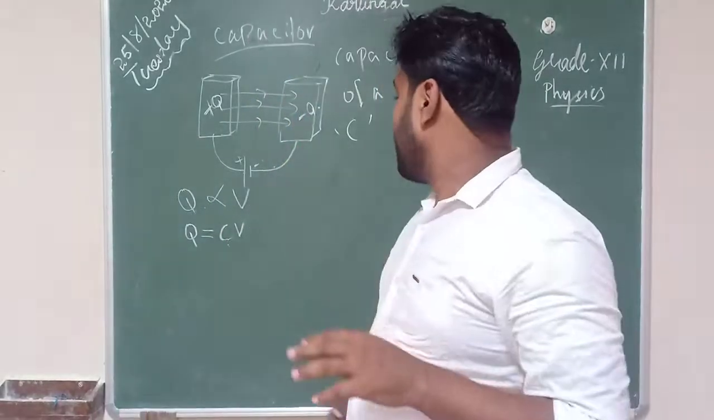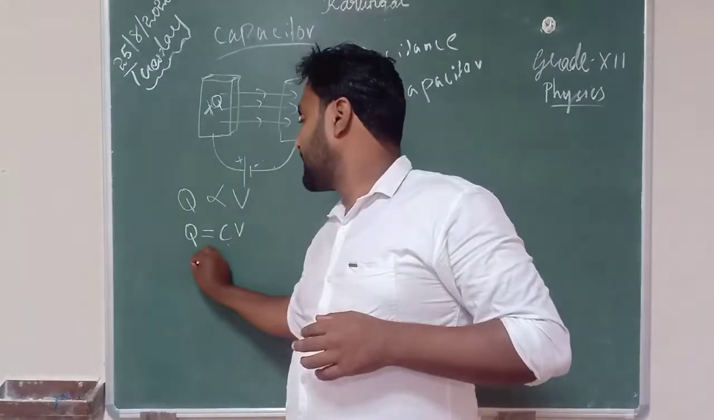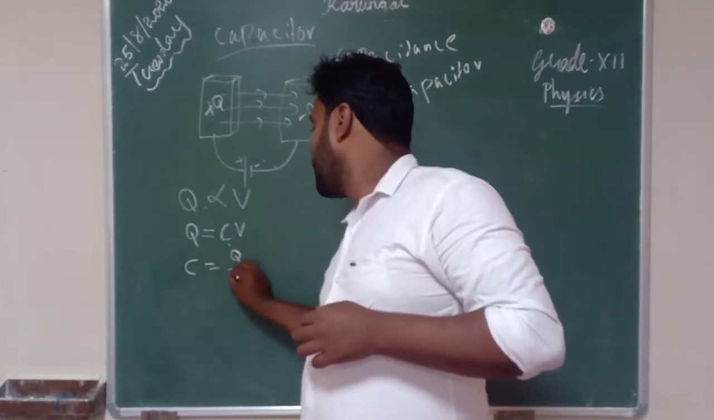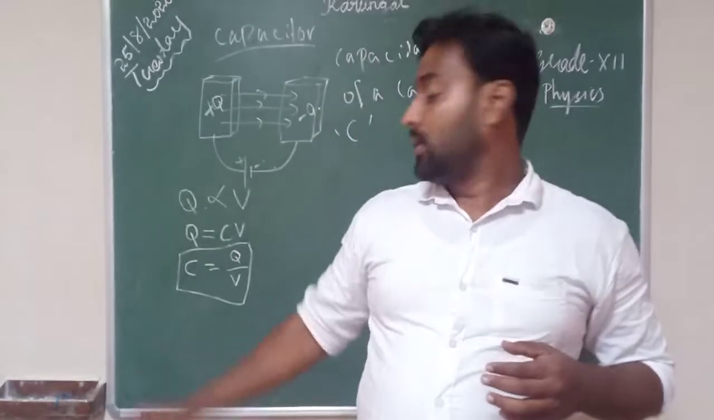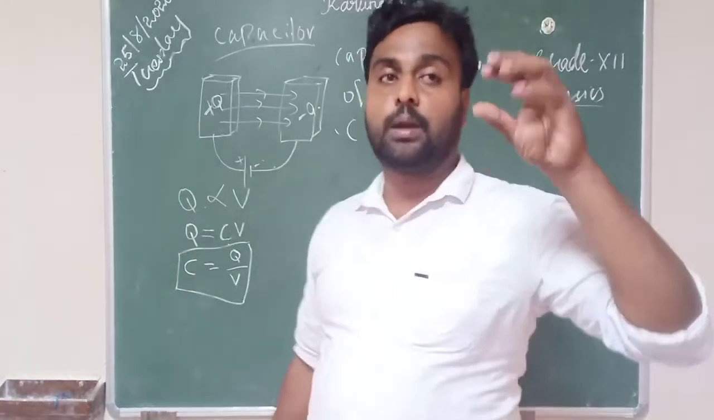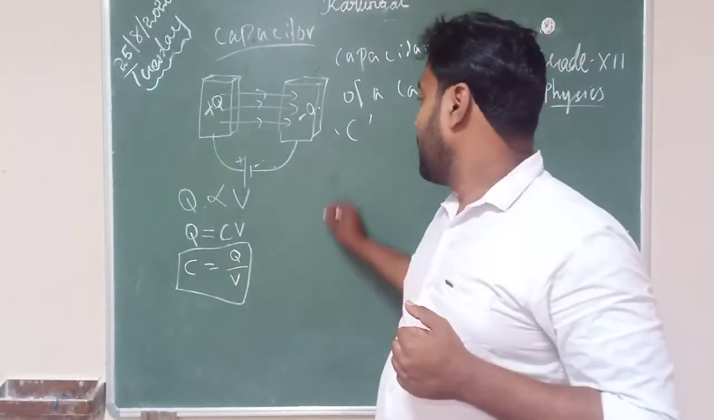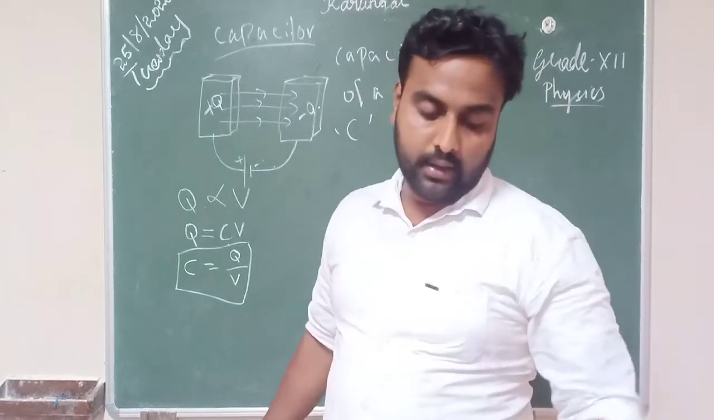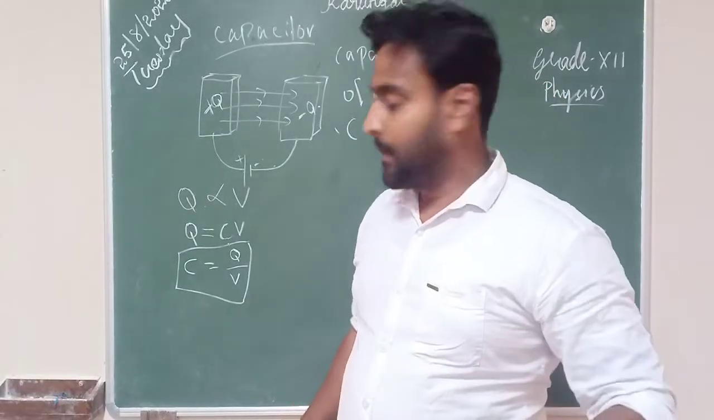So in relation we can use Q is equal to CV. From this, C is equal to Q by V. This is what we are using to find the capacitance of the capacitor. C is equal to Q by V. This is the basic relation. You all note it down and check page number 53.